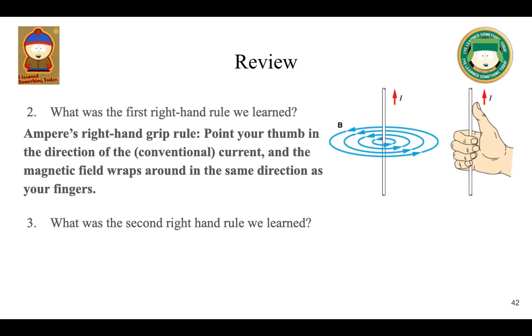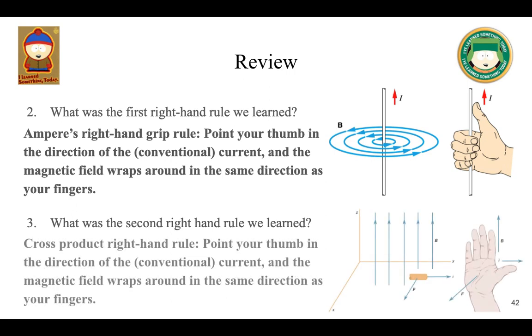And what was the second right-hand rule that we learned? The one that we learned today. That should be hyphenated, apparently. I'll go back and fix that. The second one is the cross-product right-hand rule. So if you're crossing A by B, A will be your thumb, B will be your fingertips, and the direction of the cross product will be in the direction of your palm. So in this situation, point your thumb in the direction of the conventional current, point your fingers in the direction of the magnetic field that's already there through which this current is flowing, and the force on this wire will be in the direction of your palm because you push with your palm.